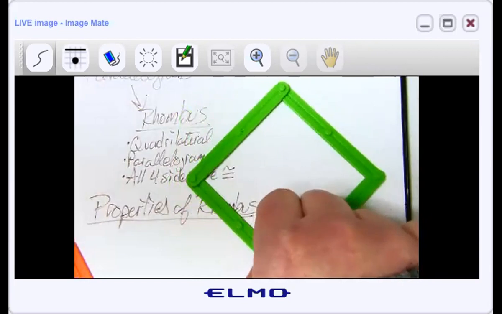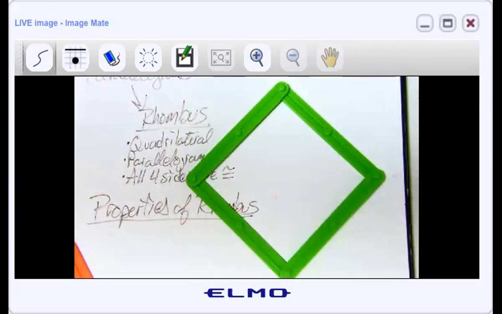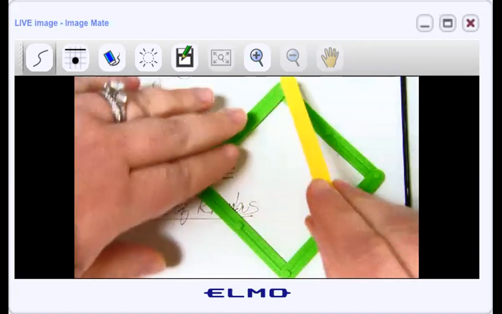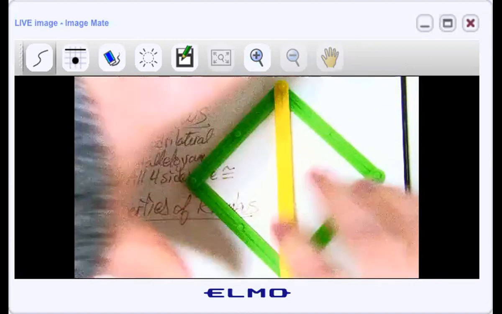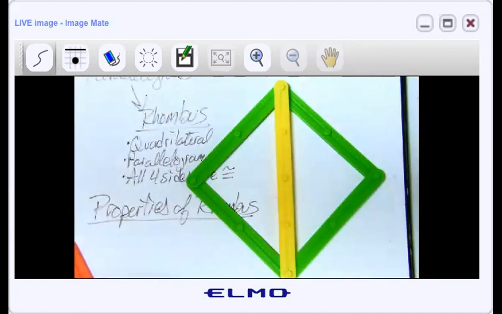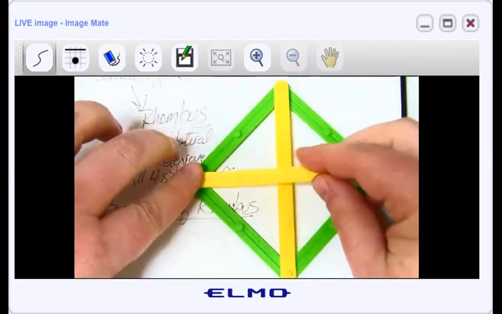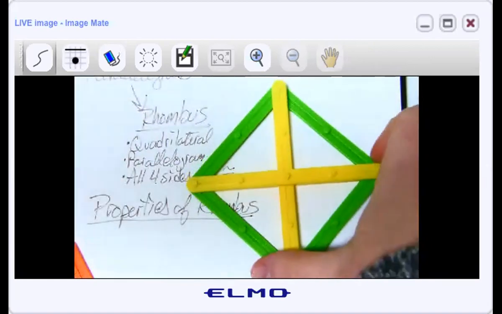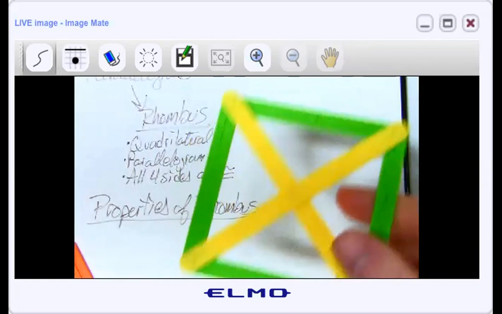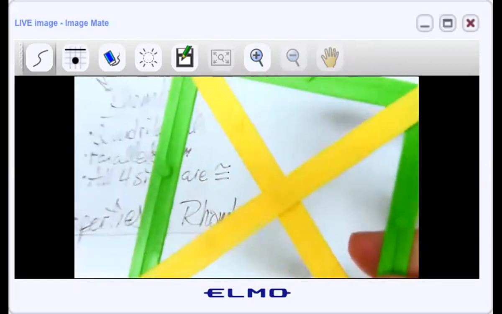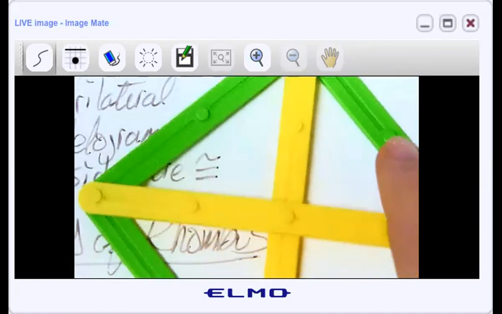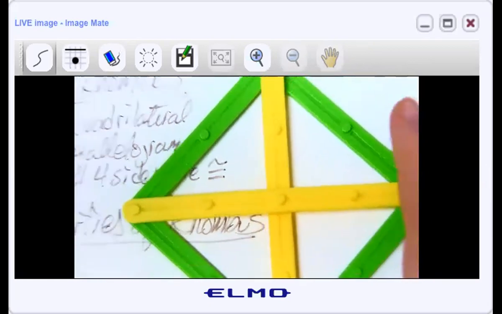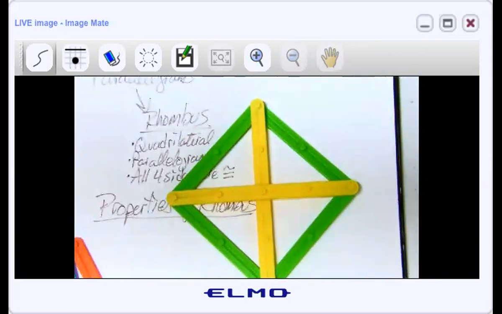So if I put in its diagonals, are they still going to be perpendicular? Well, let's find out. Let's see if I have, oh yes, yellow works perfectly. Hold on, let me get another yellow. Well, what do you know? Yes, those diagonals are perpendicular. That does not happen with a normal parallelogram.